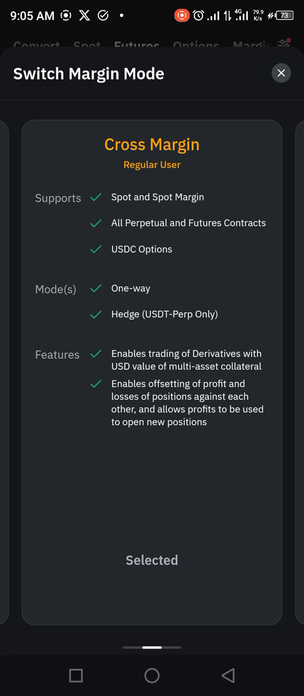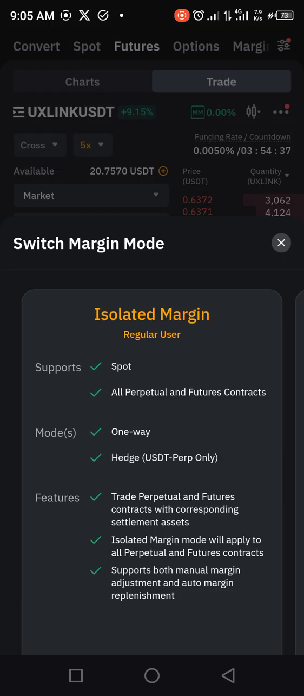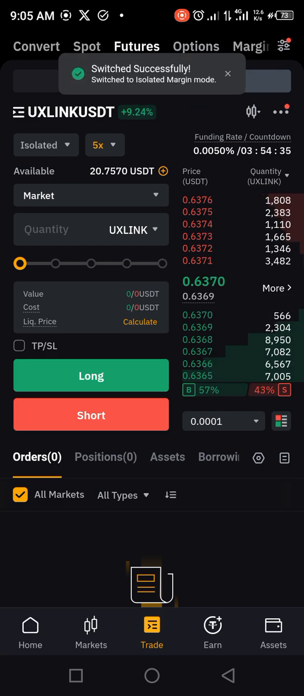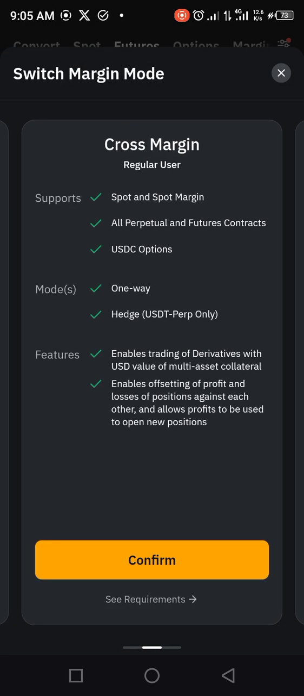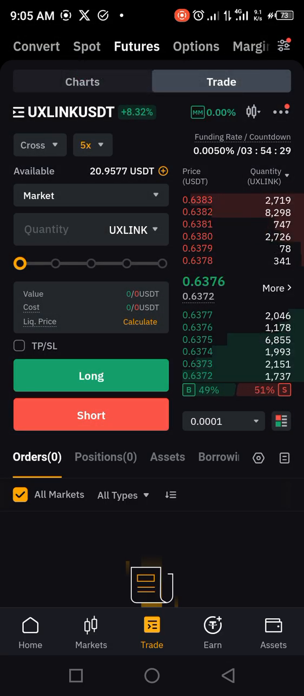Now, always leave it at what? Cross margin mode. This is where you adjust it. You can put it at isolated. You can see it has changed. You can also put it at what? Cross margin mode. But always leave it at cross margin mode.